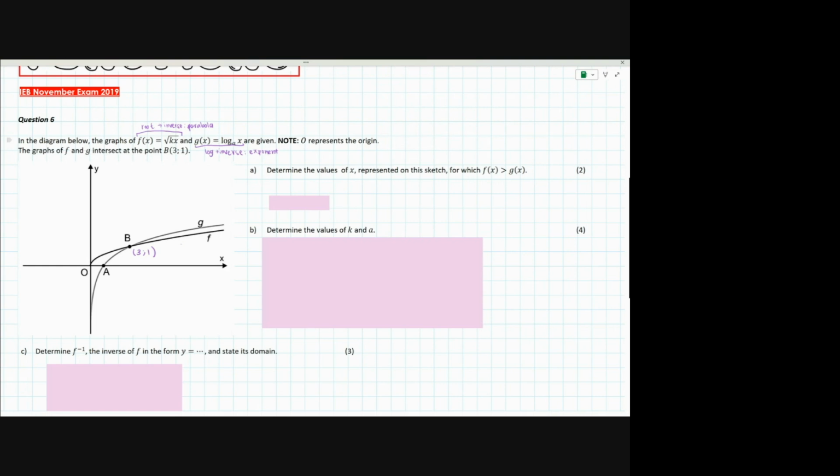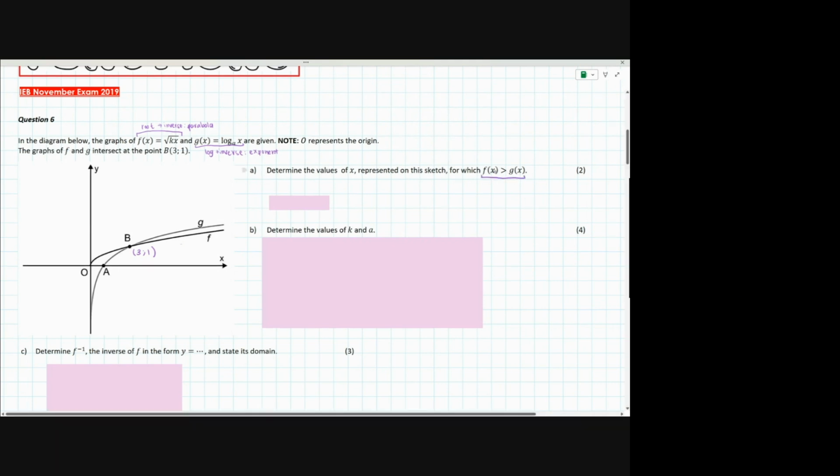All right, so the first question says, determine the values of x represented on the sketch for which f of x is greater than g of x. Now again, I know these inequalities are not particularly questions that we enjoy. However, you're going to get a question on them. You have to be able to deal with them. So you are going to answer this by yourselves in a second, but let's just understand what this inequality means.